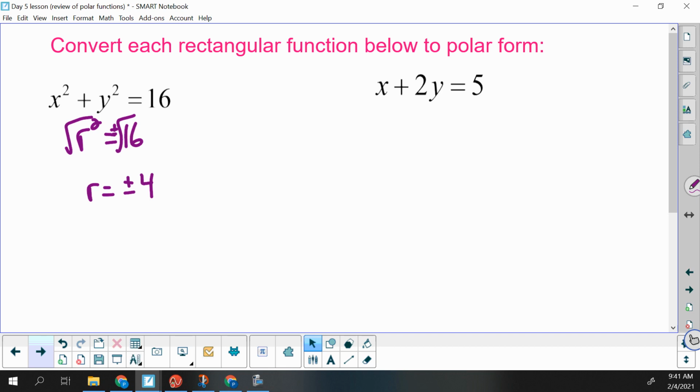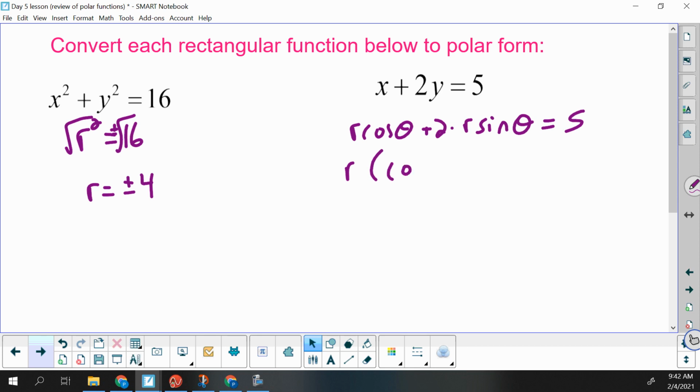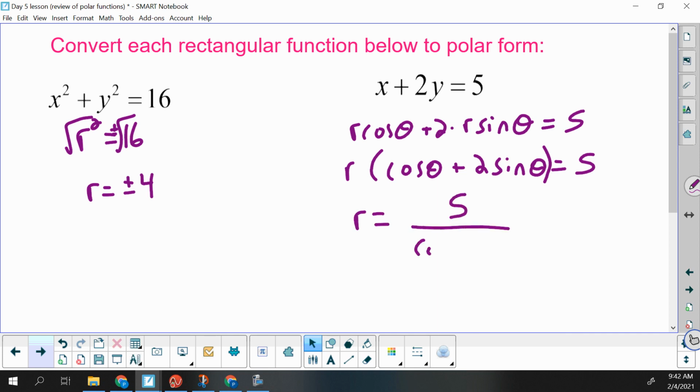All right, the next one, we know x is equal to r cos theta, plus 2 times y, where y is equal to r sine theta, and that equals 5. Well, we usually want to get r by itself, so we'll pull an r out, and we're left with r times cos theta plus 2 sine theta equals 5. Well, we'll just divide that over, and that'll have r by itself for us. So r is equal to 5 over cos theta plus 2 sine theta.